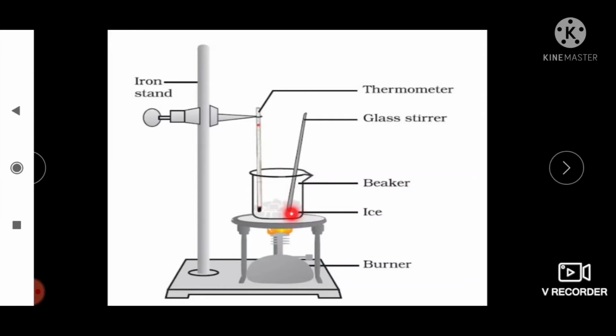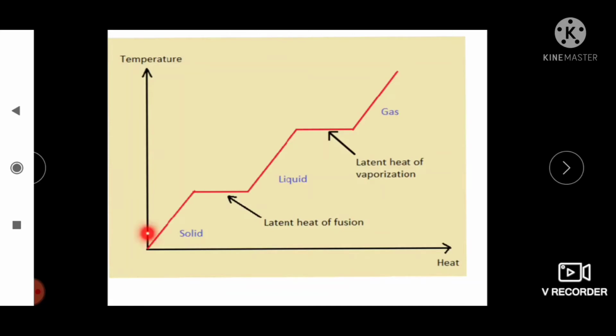Before heating, you can observe that the temperature of the ice is less than 0 degrees centigrade. As we heat the ice, the temperature of the ice rises. After it reaches 0 degrees centigrade, you can observe that the temperature does not rise. It remains constant. This shows that there is no rise in temperature during melting of ice.